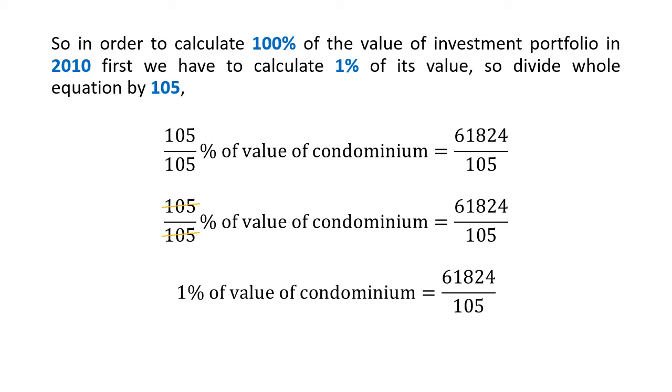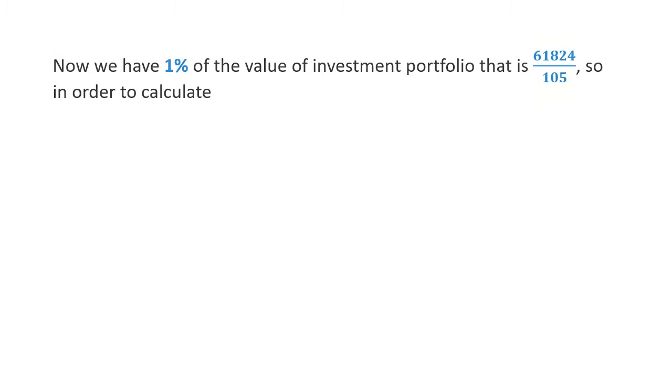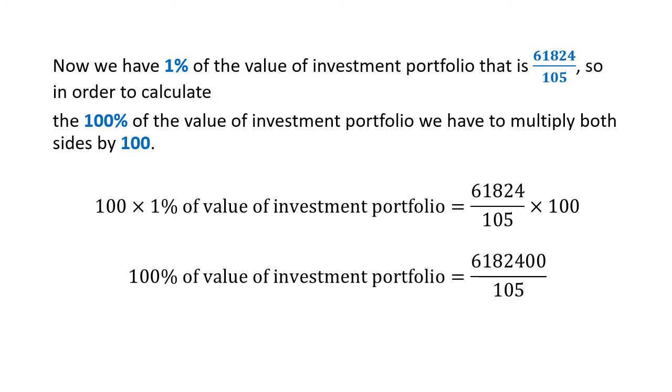So in order to calculate 100% of the value of the investment portfolio in 2010, first we have to calculate 1% of its value, so divide the whole equation by 105. After dividing, we have 1% of the value of the investment portfolio, that is 61,824 upon 105.